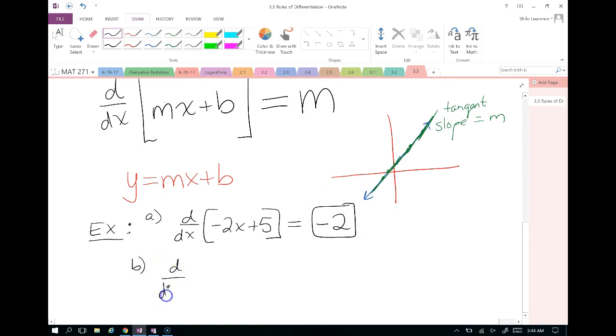The derivative of 1/3 x minus 7/3. It doesn't matter that there's fractions in there. That's not going to make any bit of difference. That is a line. The way that I know this is a linear equation is because x is to the power of 1. So the slope of this line is 1/3.